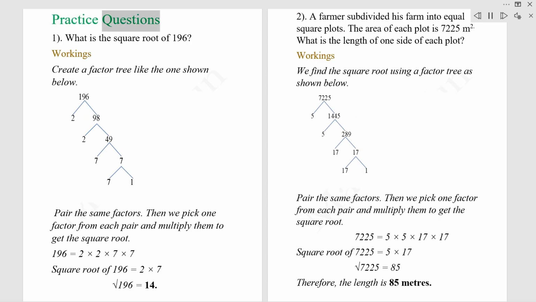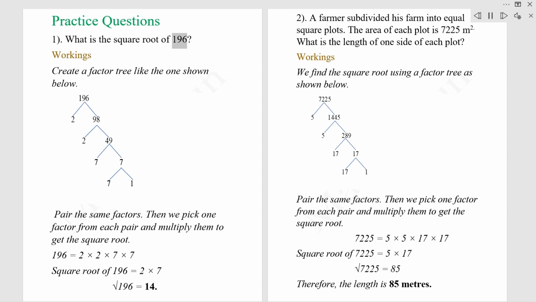Practice questions. 1. What is the square root of 196? Workings. Create a factor tree like the one shown below. Pair the same factors. Then we pick one factor from each pair and multiply them to get the square root. 196 equals 2 times 2 times 7 times 7. Square root of 196 equals 2 times 7. Square root of 196 equals 14.